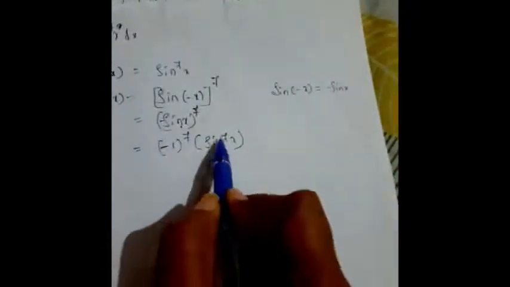Using that, can I write this sin minus x raised to 7 as minus sin x raised to 7? Yes. Then this can be written as minus 1 raised to 7 sin raised to 7x. Don't get confused: sin raised to 7x and sin x raised to 7 are the same. So minus 1 raised to 7 is there. Minus 1 raised to an odd number gives a negative sign. This is sin raised to 7x. Okay, but our original function is what? Plus sin raised to 7x.